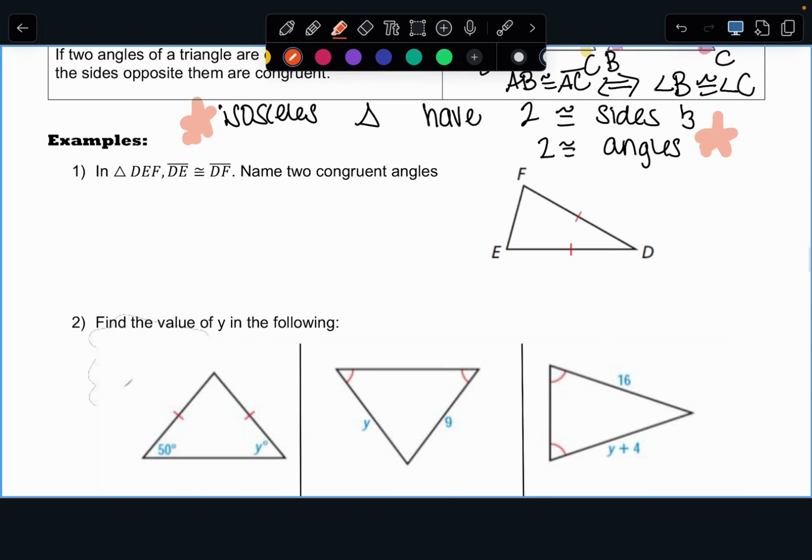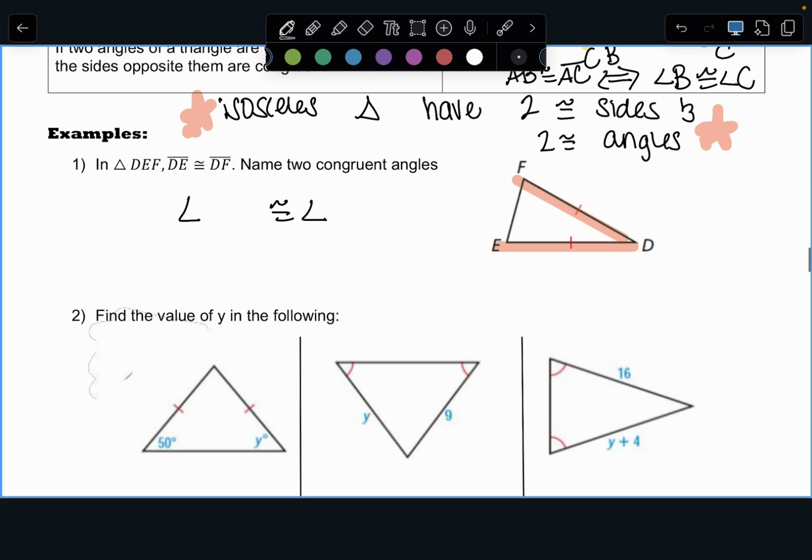Let's use one of the theorems. This says that DE, so this piece, is congruent to DF. So that piece. It says name two congruent angles. What do we think? FD, ED. FD and ED are segments. In this case, we can name angles by one letter. So angle blank is congruent to angle blank. Let's think about it. Angle F, angle E. Yeah, angle F and angle E. Oh, I thought you said D, sorry. Angle F and angle E, it's your base angles.